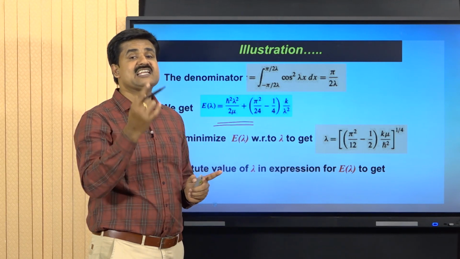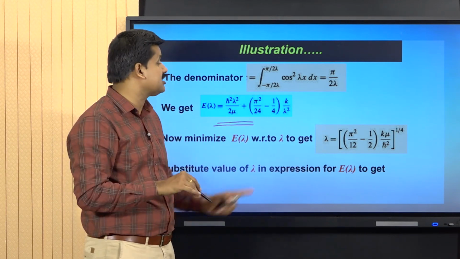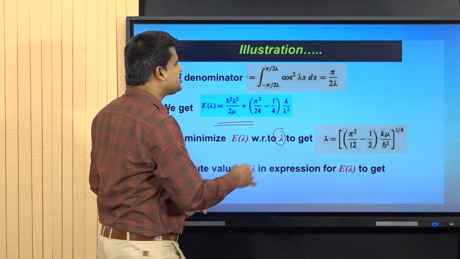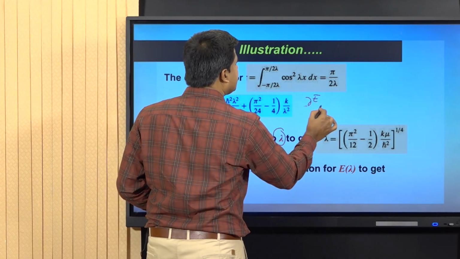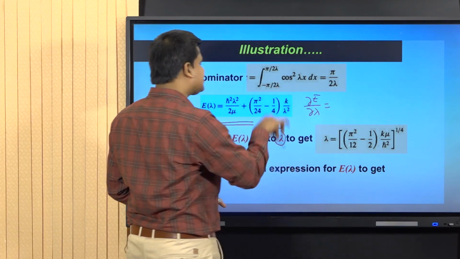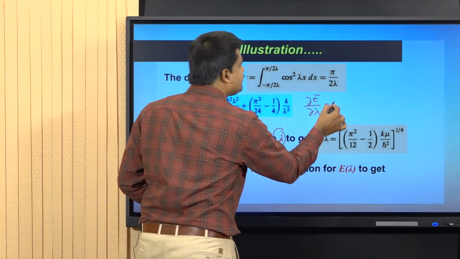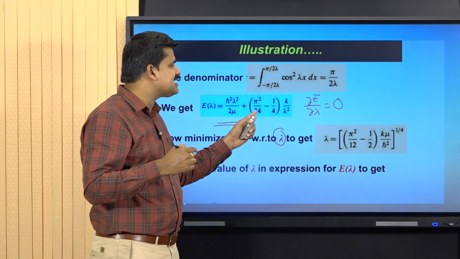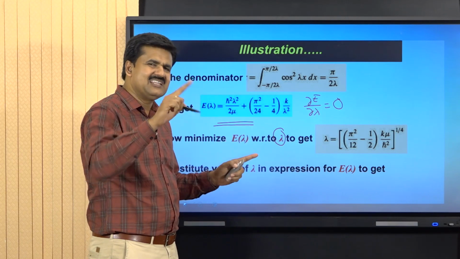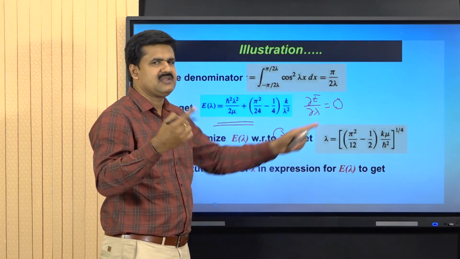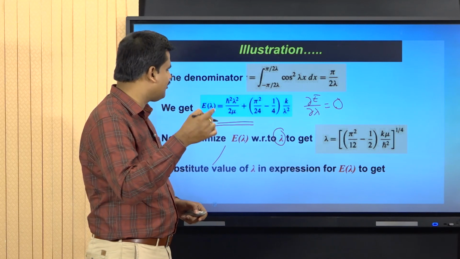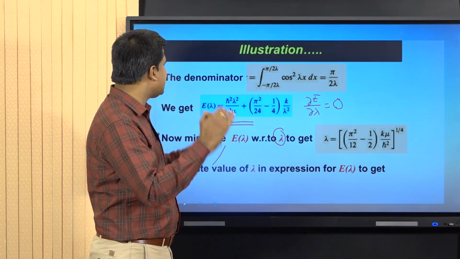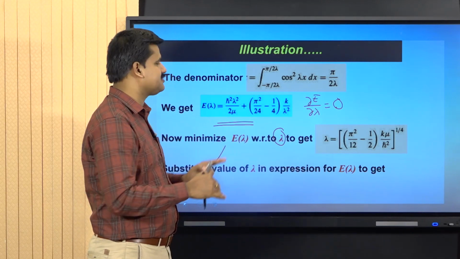This calculated energy must be minimized with respect to the variational parameter lambda. As a minimization condition, we have to take dou E by dou lambda. The first derivative of the calculated energy must be taken as 0. So, I have to differentiate this equation with respect to lambda, and the result must be equated to 0. From that equation, I will get the value of lambda. Then substitute that value of lambda back in this expression.